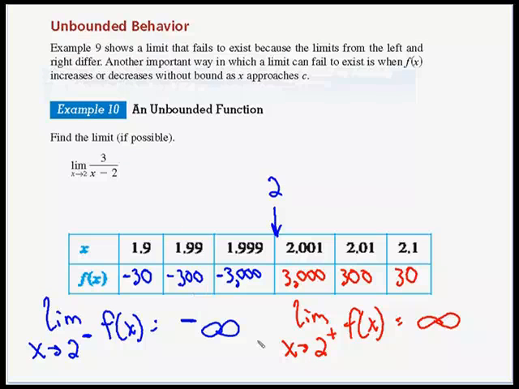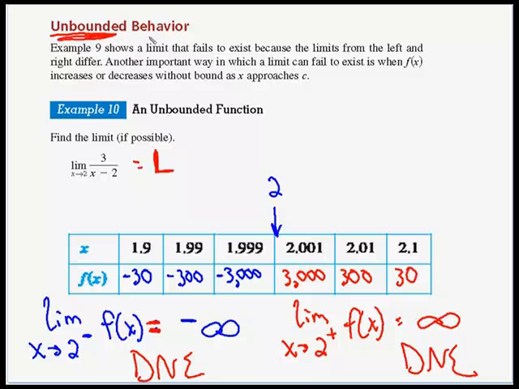I like to think of it like this. Infinity is not a number. Infinity is a concept. Remember, limits are equal to numbers. The limit is equal to some number L. We're using capital L's. A limit is a number. Infinity is not a number. It's a concept. So if the limit is equal to infinity or negative infinity, it's not equal to a number. So these limits really do not exist, and they do not exist because of what we have called unbounded behavior.